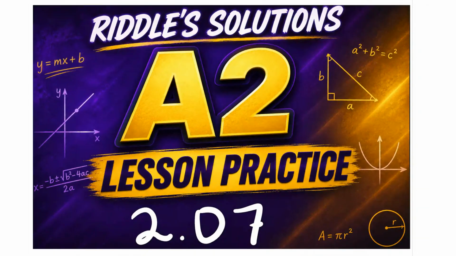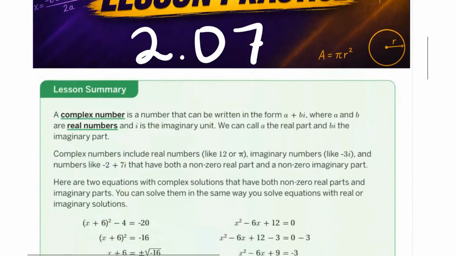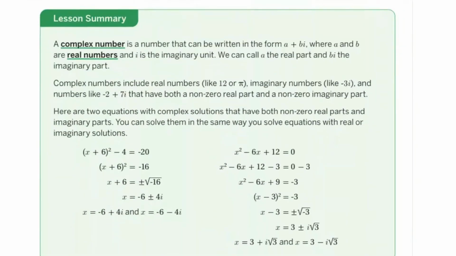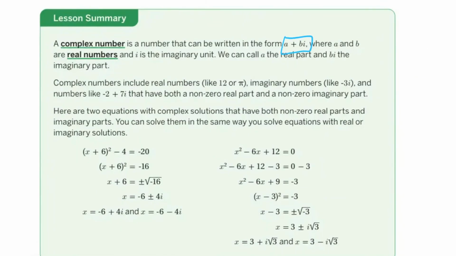Welcome back to our lesson practice review, where today we're going to be going through Chapter 2, Lesson 7 practice. To go over our lesson summary here, we are reintroducing the idea of what we call complex numbers, where we have this format of a plus bi, where a and b are real numbers, and i represents the imaginary unit, or the fact that we were square rooting a negative number.